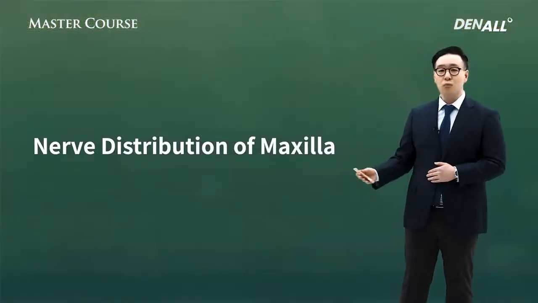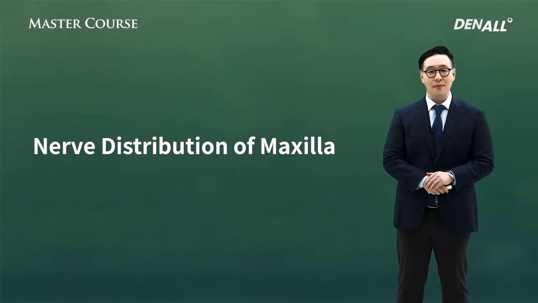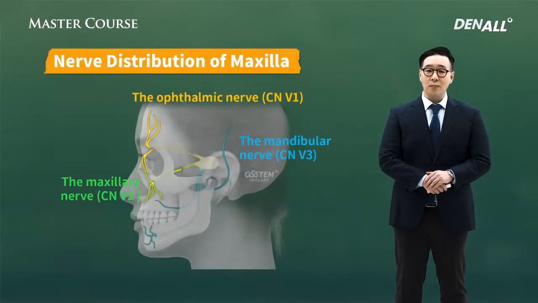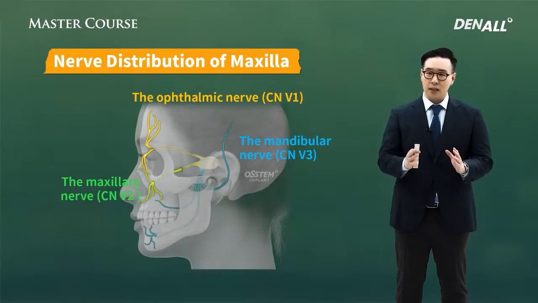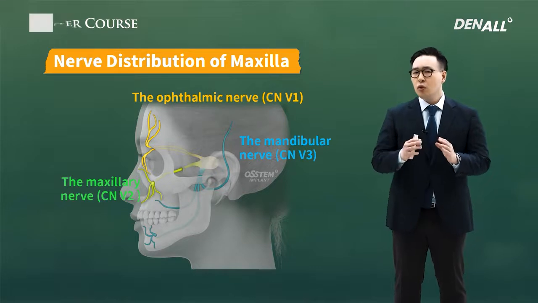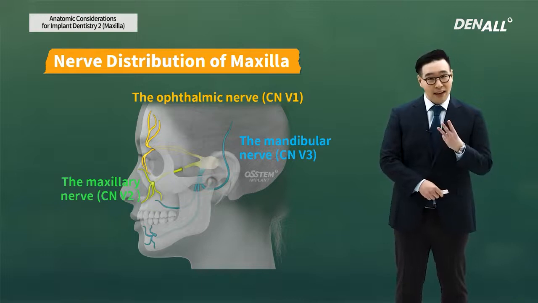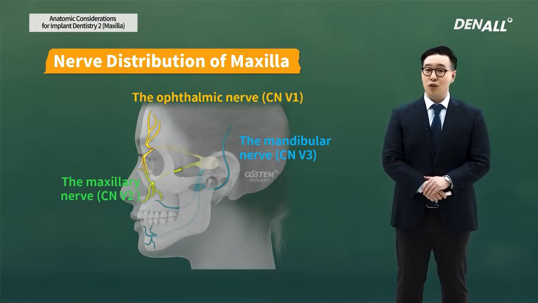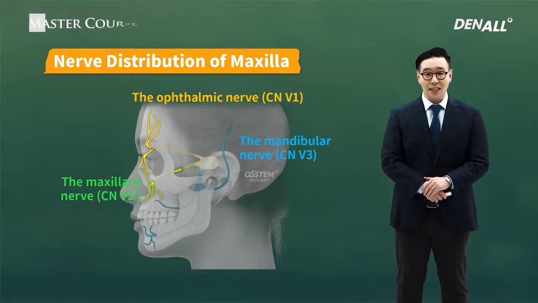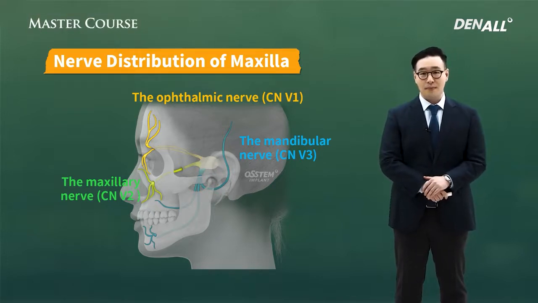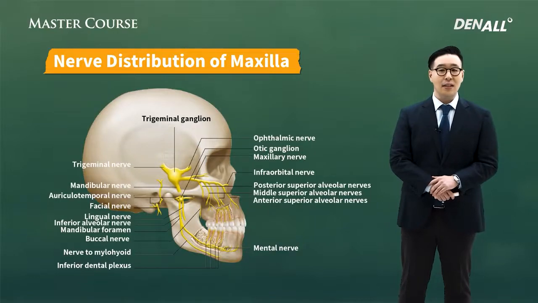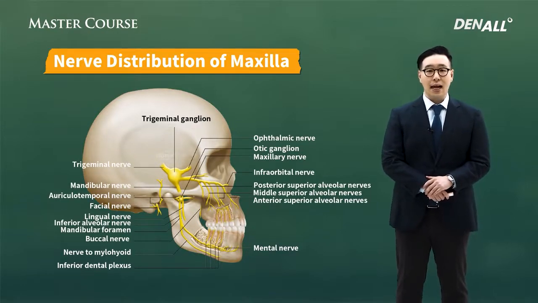Thirdly, let's look at the nerve distribution of the maxilla. The fifth cranial nerve, which is the trigeminal nerve, is one of the biggest nerves in the brain, composed of mostly sensory nerves and some motor components. It's divided into three branches, and the second branch, the maxillary nerve, is on the maxilla side. This maxillary nerve is related to the sensory nerves of the maxilla, nasal cavity, sinus, and palatal sides.